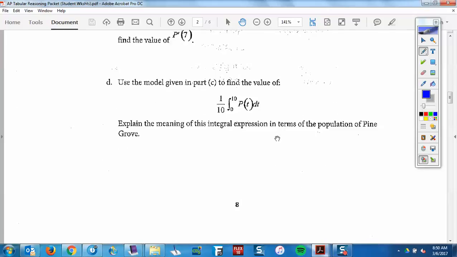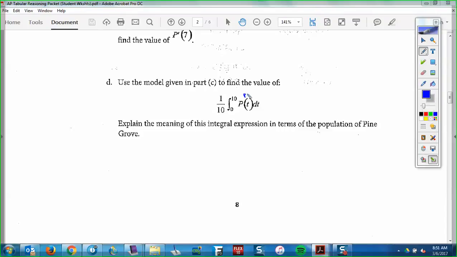What is this integral right here? The average value of P. So it'd be the average population over that 10-year period. Okay? The average population. Because think about it. P is measured in people. So what would be the units? Forget the 1/10. And T was years. What would be the units on the integral of P? Forget the 1/10 for a minute. What would the integral of people be?